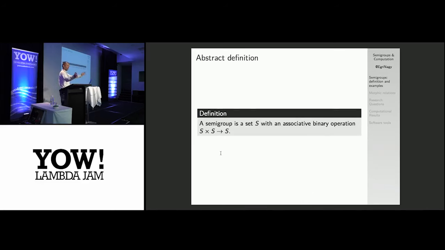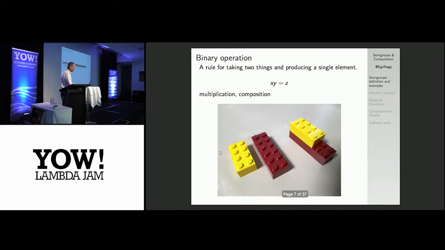Well, you can get the abstract definition, you will not have a problem with it. It's just a set with an associative binary operation, okay? So what does it mean to have a binary operation? Well, you have a bunch of things and you pick one and you pick another one and you compose them and you get a third one, okay?